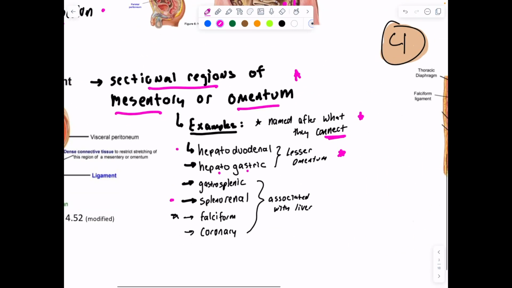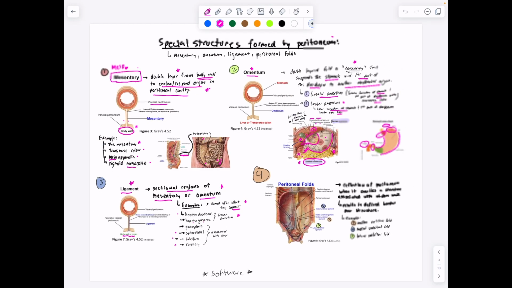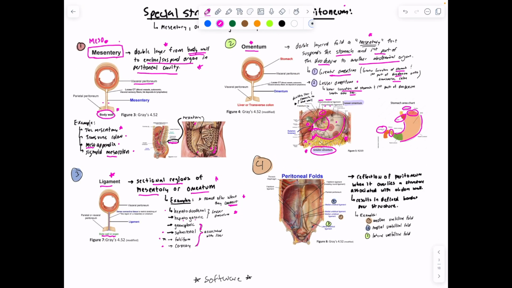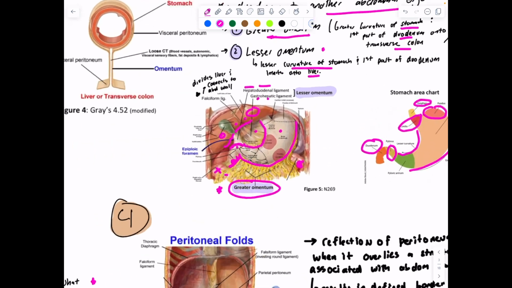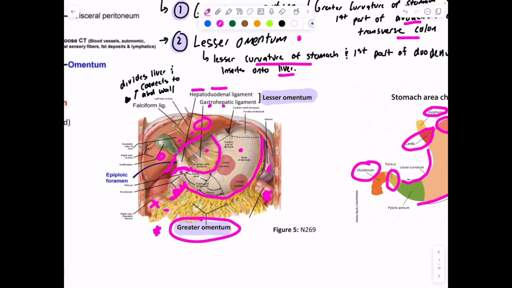Other examples: splenorenal ligament, falciform ligament, and coronary ligament. These are all associated with the liver, except for gastrosplenic. So this is a little bit of a typo. It should be the bottom three. Gastrosplenic is between the stomach and the spleen. And you're like, where's the spleen again? The spleen is right here. Kind of looks like a kidney, but it's above the kidneys. Right, here's a kidney over here.